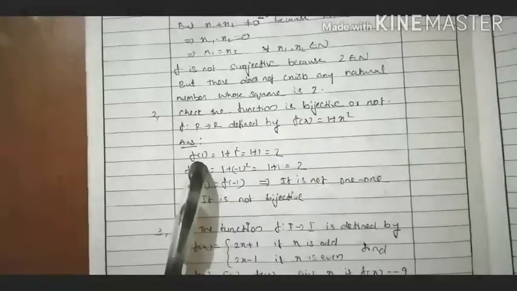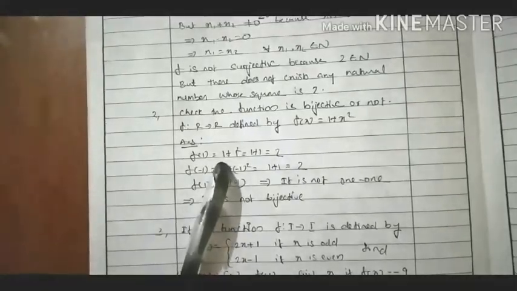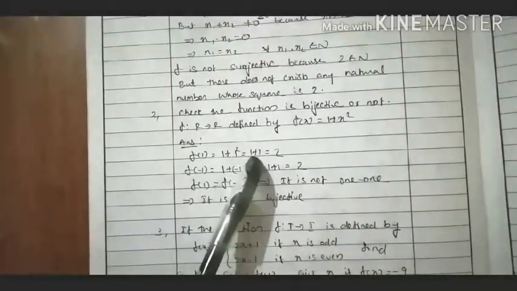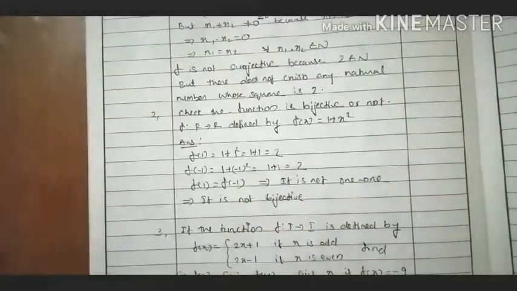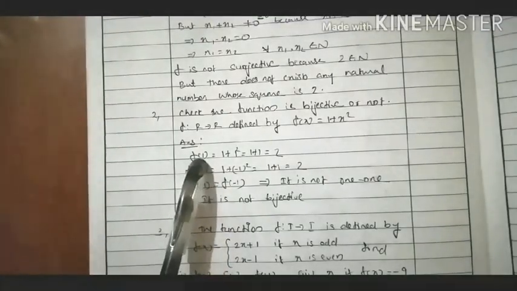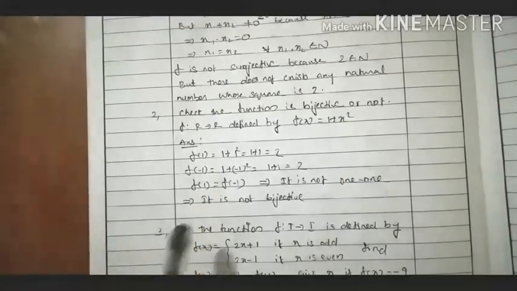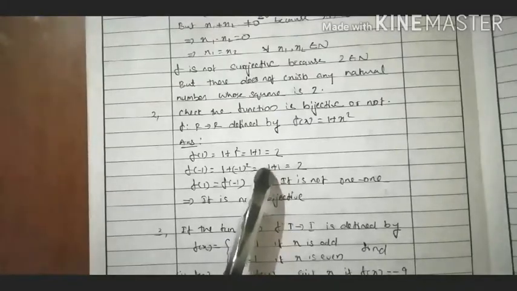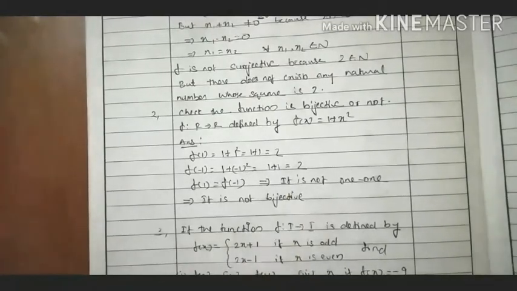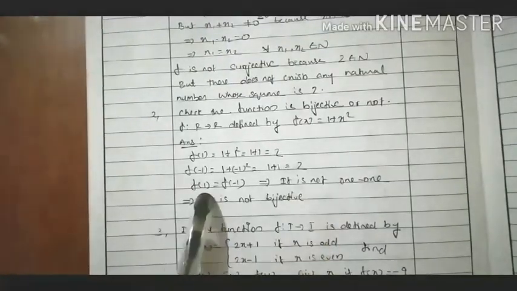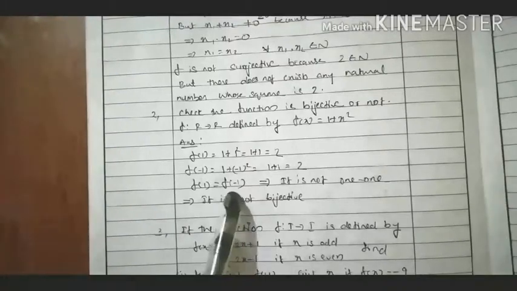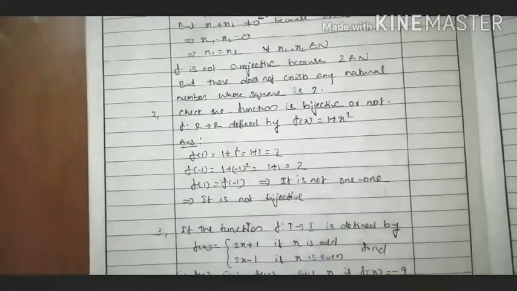If you are taking f of 1, then the function is defined as f of x is equal to 1 plus x square, so we can write 1 plus 1 square, that is 1 plus 1 is equal to 2. And if you are taking f of minus 1, here inputs are different. First we are inputting 1, and second we are inputting minus 1. When we input minus 1, it is 1 plus minus 1 square, that is 1 plus 1, and that is equal to 2. In both cases we are getting the output as 2, that is f of 1 is equal to f of minus 1. That means it is not 1-1.